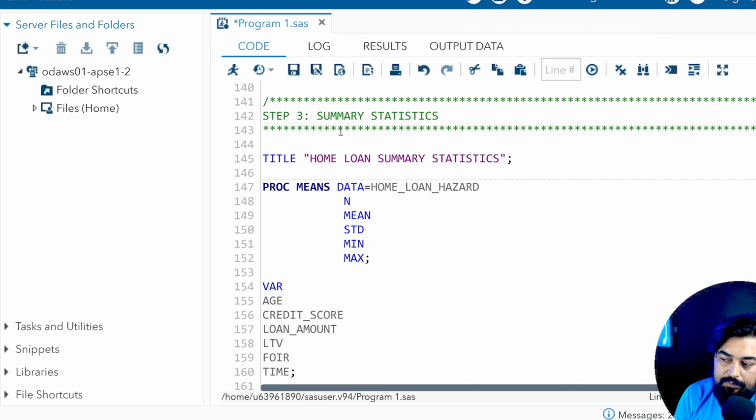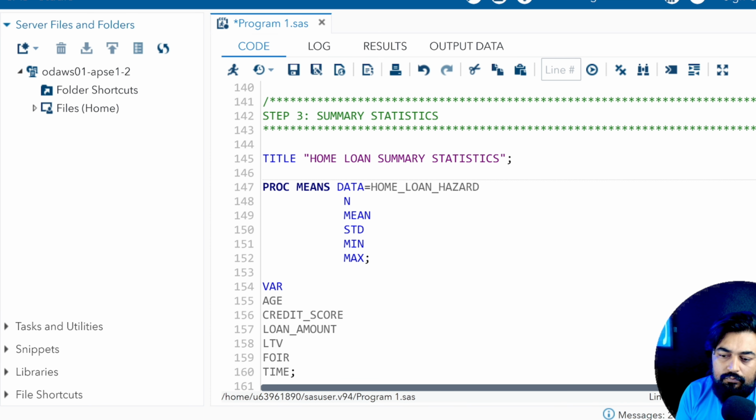Now, the third step is summary statistics. What does that mean? We try to understand the portfolio. So PROC MEANS equal to the name of the data set. Before modeling, risk analysts always try to understand the portfolio. That's what we always try to do. This step, step number 3, calculates summary statistics.